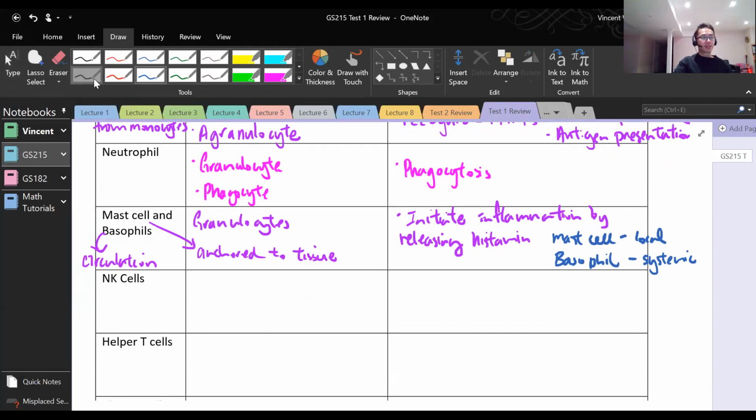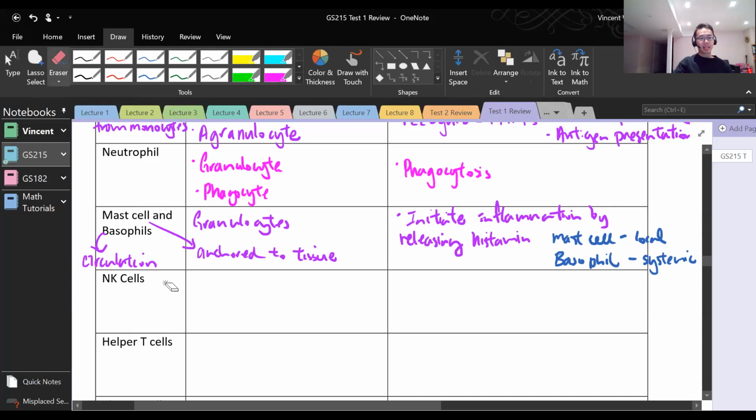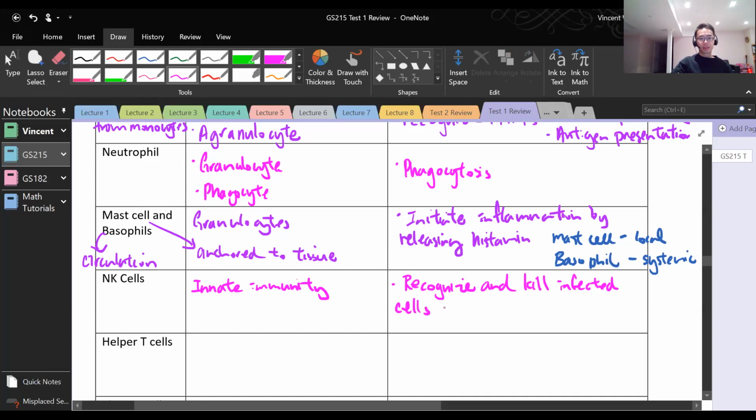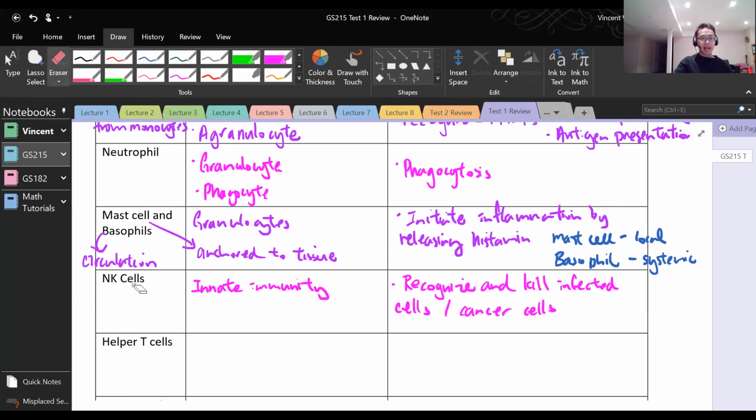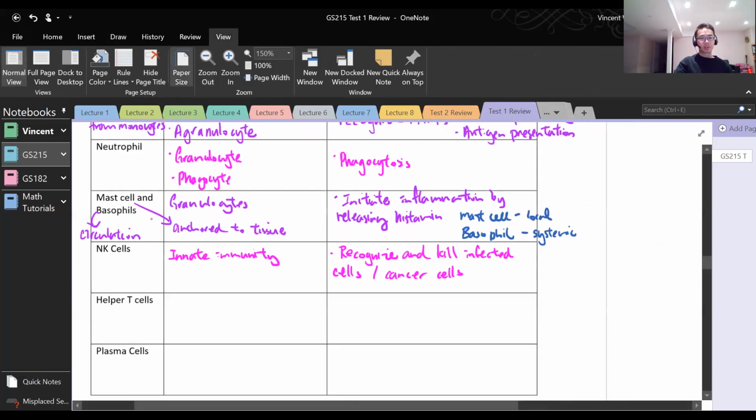All right, NK cells. What are NK cells? NK cells are part of the innate immunity. Their function is to recognize and kill infected cells or cancer cells, right? The natural killer cells, that's what it stands for.